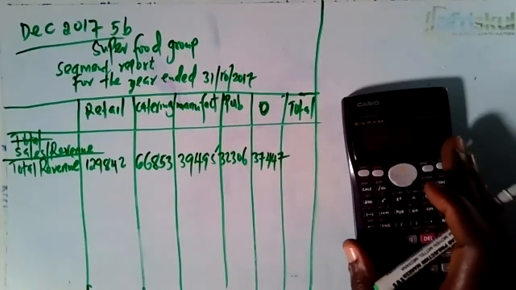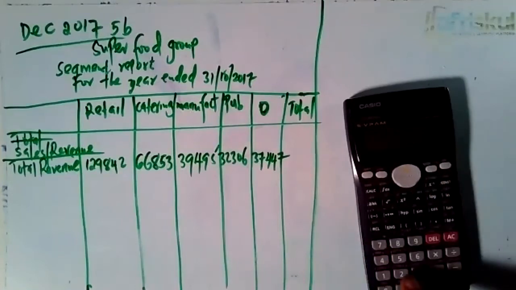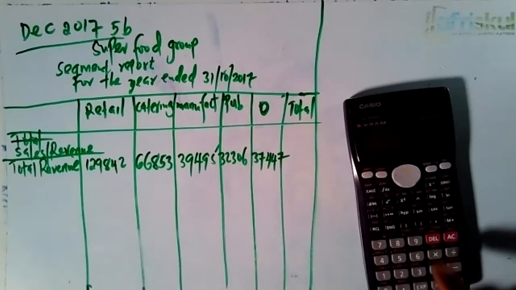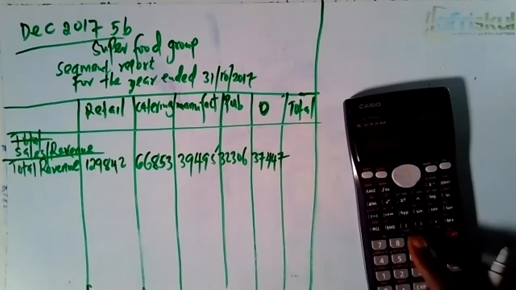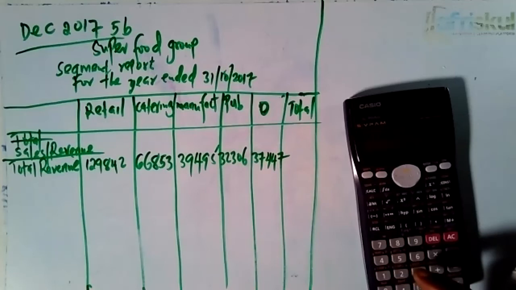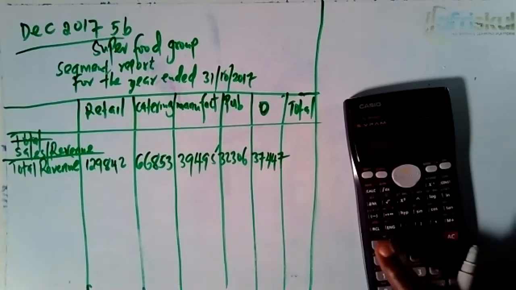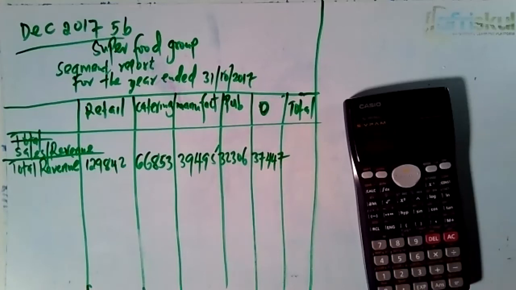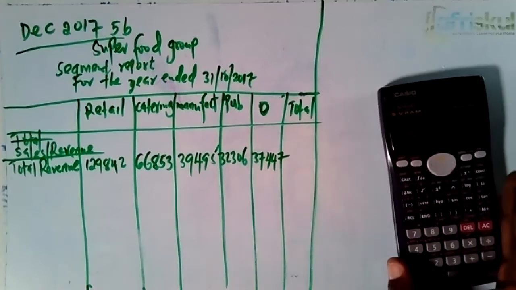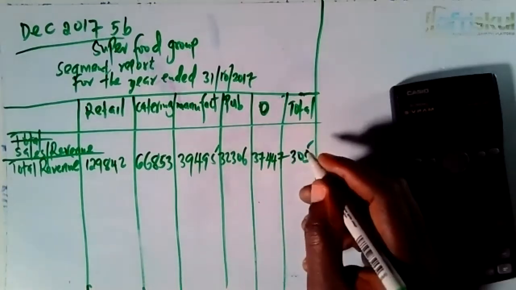We can add them, or we are already given the total. So we add 129,842 plus 66,853 plus 39,495 plus 32,306 plus 37,447. The total there is 305,943.